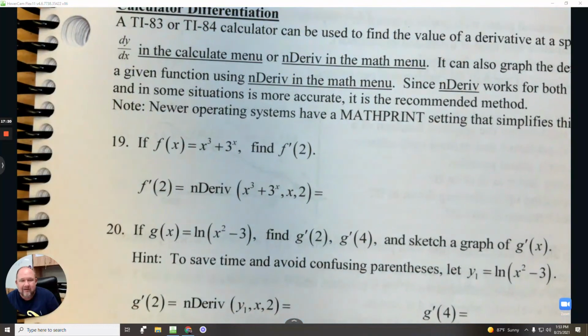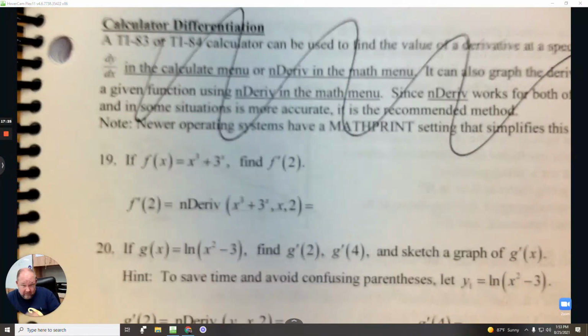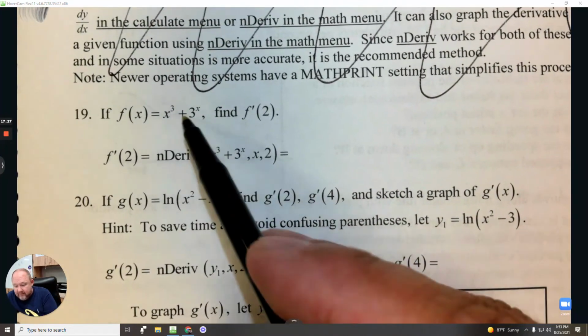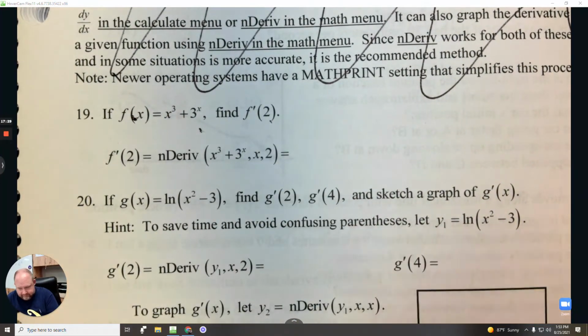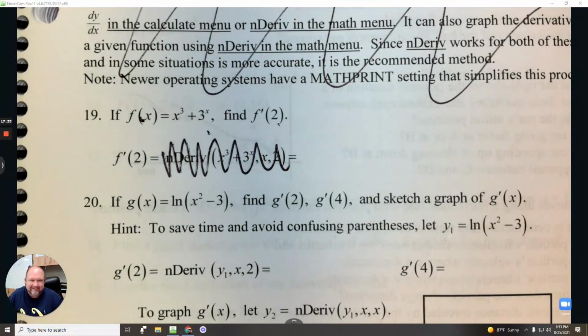Last part, we need a calculator. Ignore all of this. This is garbage. This is not your calculator. If this is the function, find the derivative. Ignore this. Let me show you how to do it with our calculator.